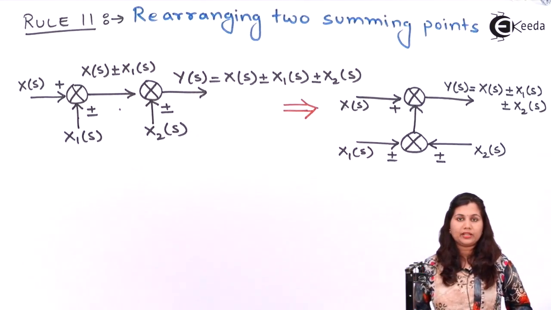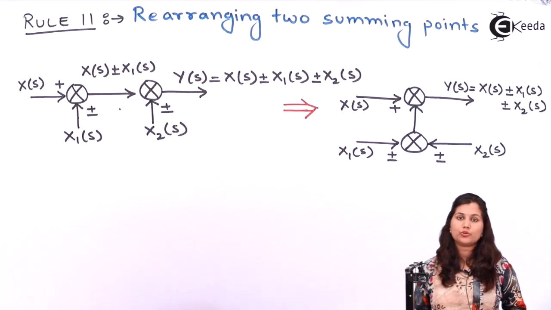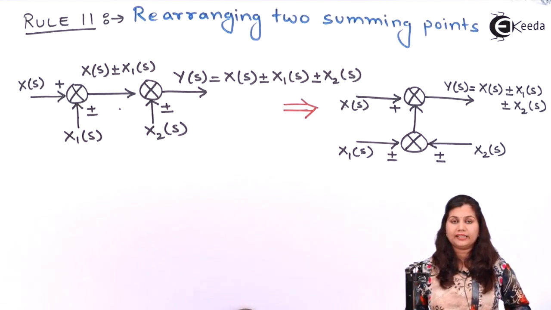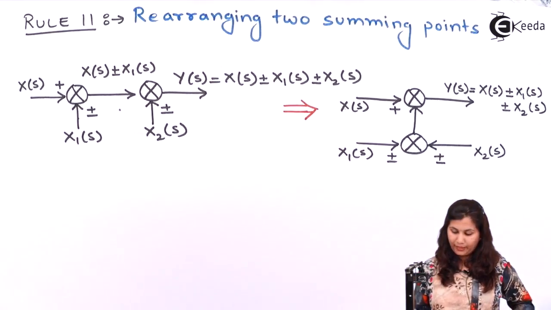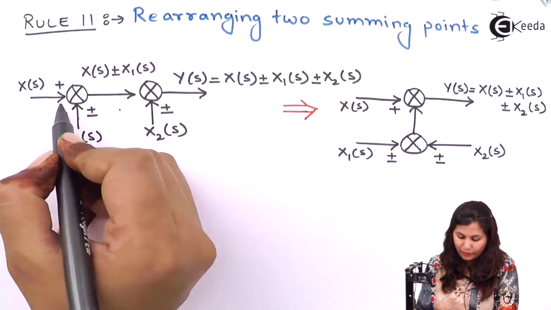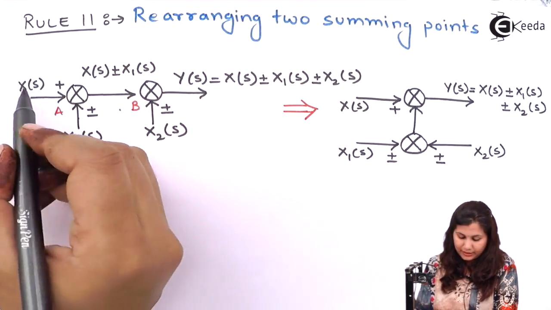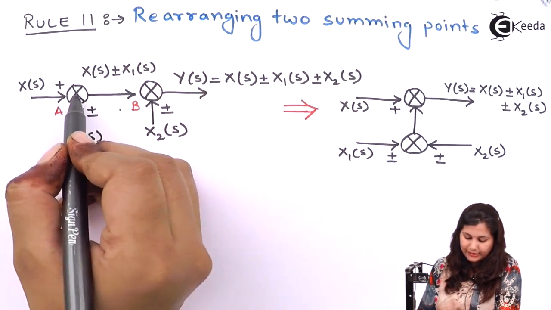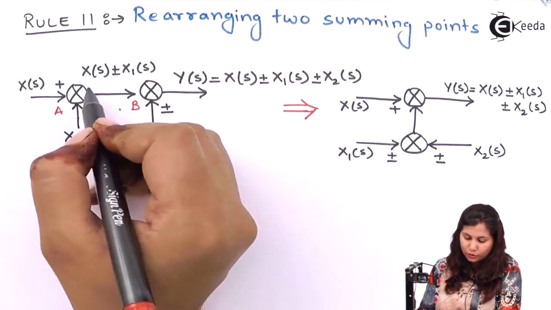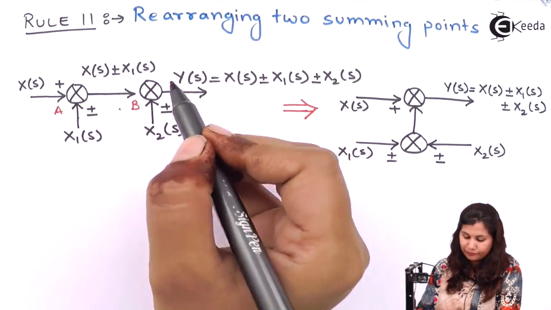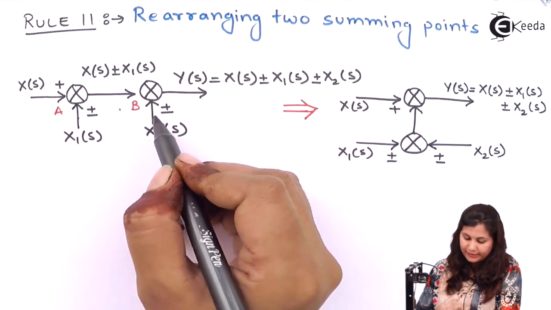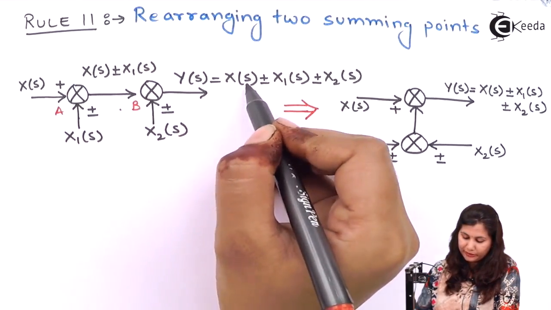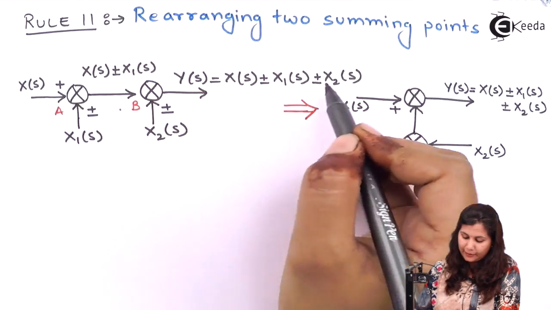Now the rule number 11 is about how we can rearrange two summing points. First we have studied earlier how we can interchange two summing points. Now we can see how we can rearrange two summing points. So these are the two summing points A and B, and the input to this A summing point is xs and x1s. So the output is xs plus minus x1s, and this output is given as an input to the second summing point B. Second input is x2s, so the output will be xs plus minus x1s and plus minus x2s.